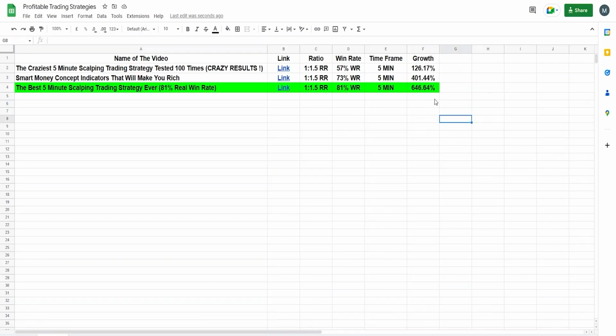Now let's put this strategy on our list of profitable trading strategies. This strategy is the third one on our trading strategies Excel spreadsheet, and it is performing much better compared to our previous strategies. As we add more strategies to this list, we will compare them and we will eventually find the best trading strategy there is.